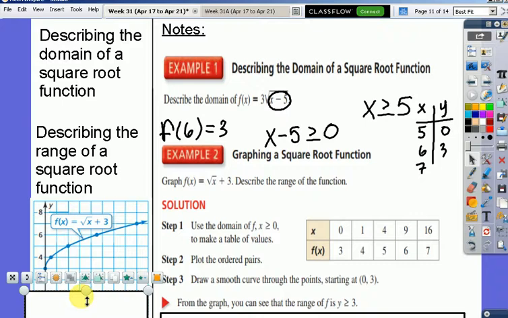Any questions about describing the domain? Describing the range? And graphing. That's all we're going to do today. And then I'm going to give you time to do it. It's okay to have a question.